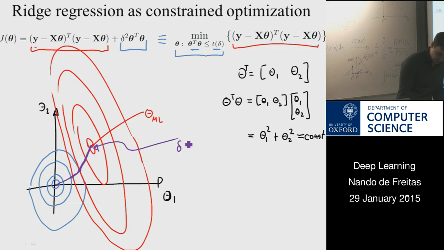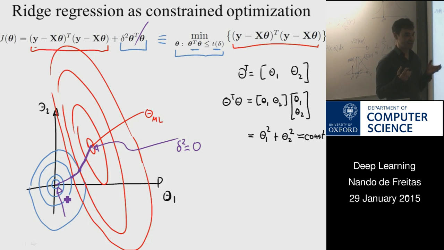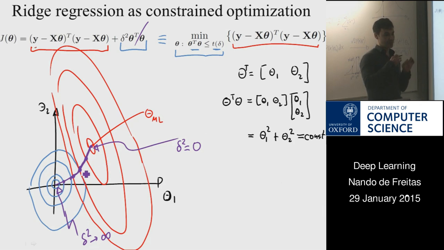To get the maximum likelihood solution, delta has to be equal to zero, right? Because if you make delta equal to zero, you're just getting rid of the blue term, and you're back to maximum likelihood. If delta goes to infinity, if it becomes very large, then the only way you can minimize this loss is by making theta zero. So this over here is what happens as delta squared goes to infinity. Then as you vary delta, you get points along this curve. So all your solutions will be solutions along this curve, and it will be precisely at the point at which the two intersect.